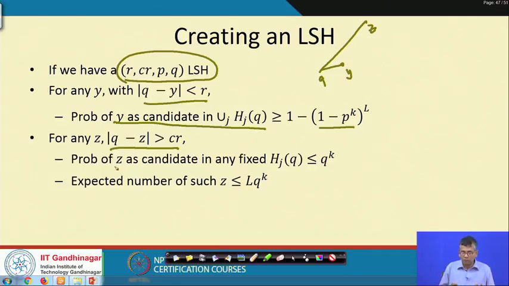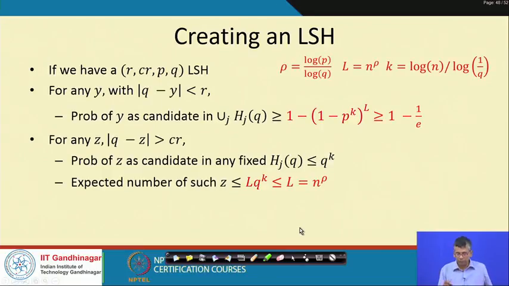So, now what do I want? I want to choose the values of k and capital L. I want to choose them so that this probability is high and this expectation is small, because this expectation is what is driving my query time. Making this expectation small will reduce my query time, and making this probability high will increase the probability that I actually find the near neighbor y. So, let us see if we can choose these values.